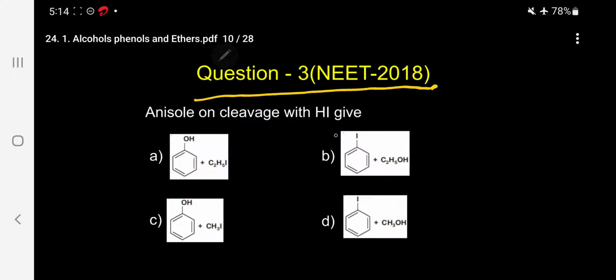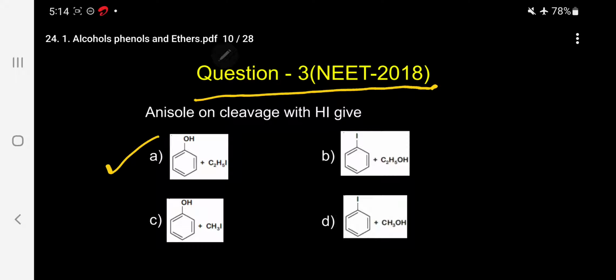Anisole on cleavage with HI will give A. Phenol plus ethyl iodide, iodobenzene plus ethyl alcohol, phenol plus methyl iodide, iodobenzene plus methyl alcohol.